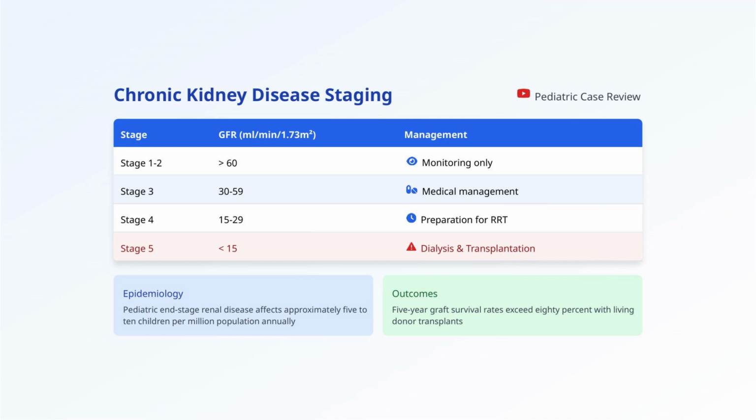Epidemiologically, pediatric end-stage renal disease affects approximately 5 to 10 children per million population annually. The outcomes are promising, with 5-year graft survival rates exceeding 80% with living donor transplants. Understanding these stages is crucial for appropriate management and timely intervention.